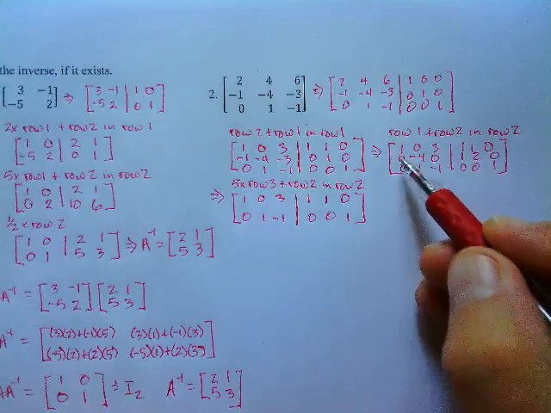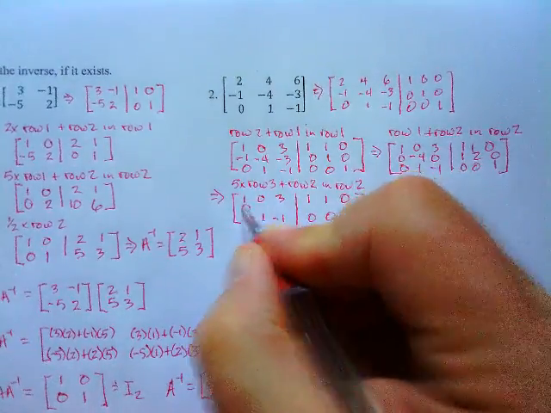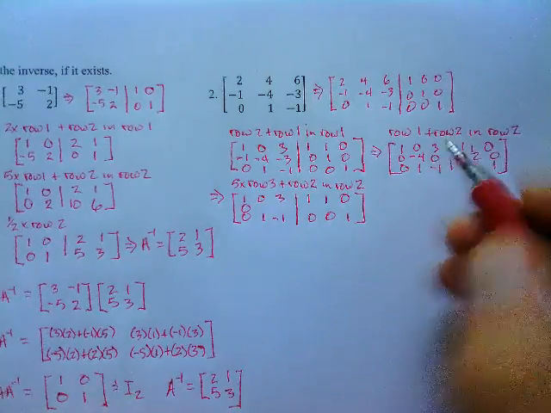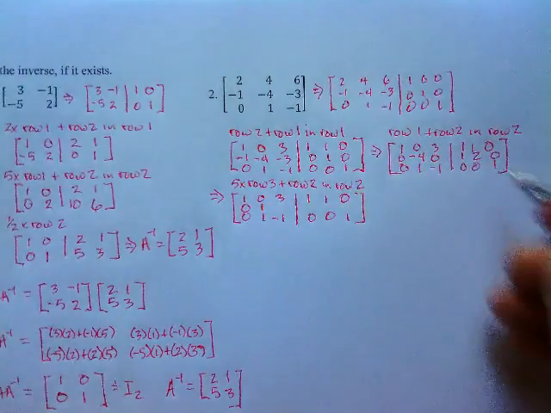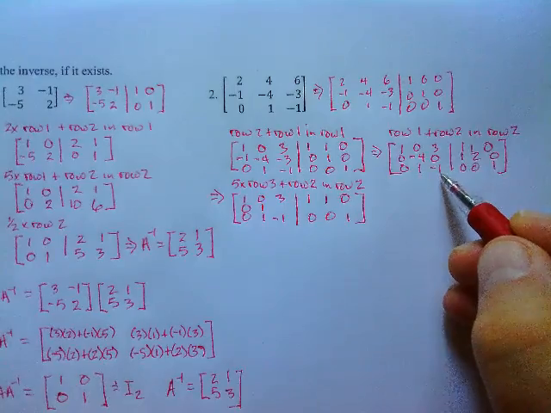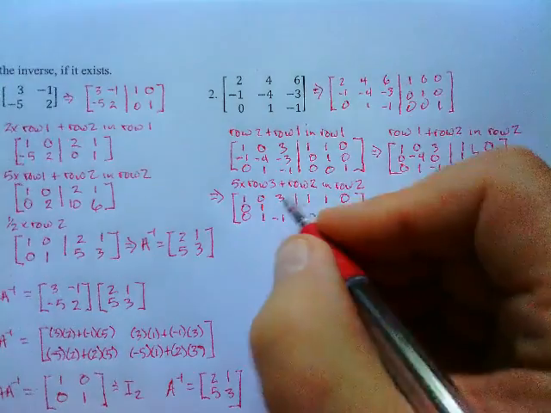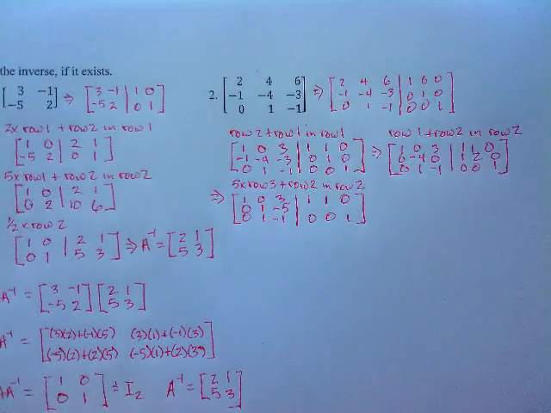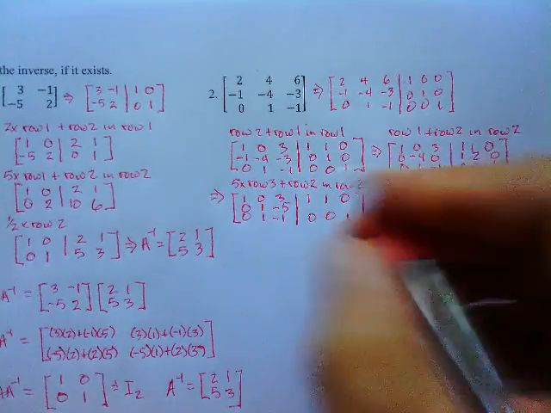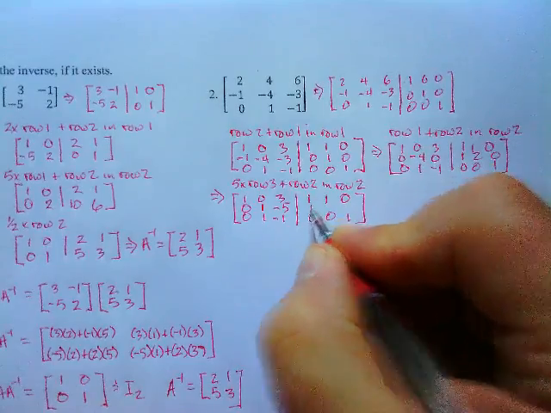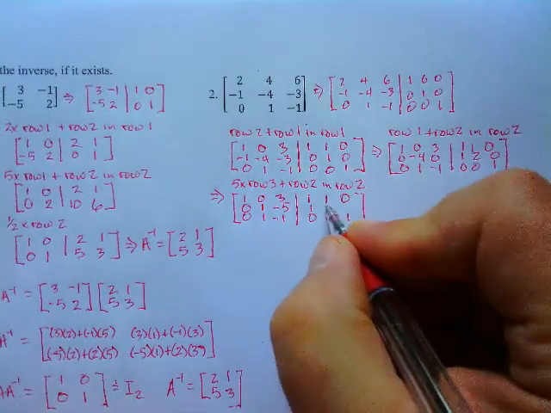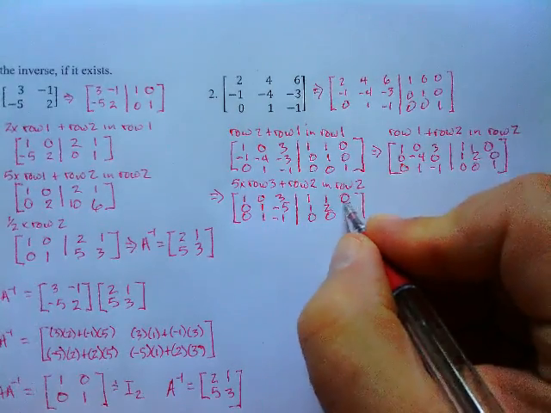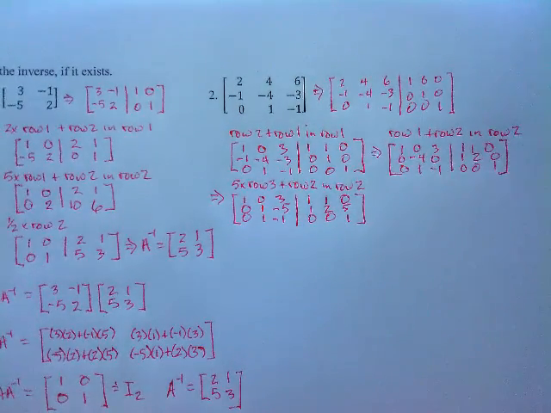So 5 times 0 plus 0, of course that's still going to be 0. That's why we like to get our zeros in there. 5 times 1 minus 4, that's a 1. 5 times negative 5 plus 0 is a negative 5. 5 times 0 plus 1, that's going to stay a 1. 5 times 0 plus 2, that'll stay a 2. 5 times 1 plus 0, that will go to 5. And so now I have that.